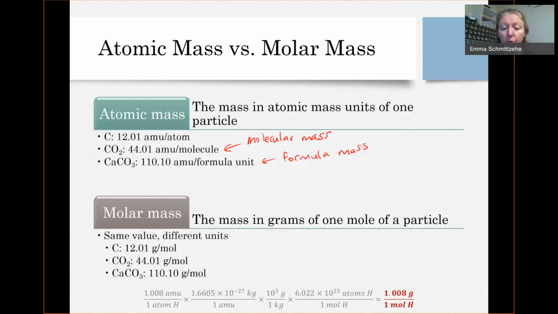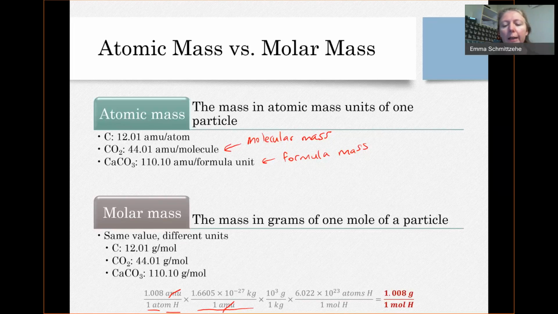But let's look at that conversion so you can see where this comes from. So, like I said, I start with the atomic mass of hydrogen, 1.008 AMU per 1 atom of hydrogen. So that you get from the periodic table. And there's a conversion to convert AMUs to kilograms. That's something you can look up, but I have it here that 1 AMU is 1.6605 times 10 to the negative 27th kilograms. So that would get rid of my AMU and tell me the number of kilograms per atom, which is going to be very small.